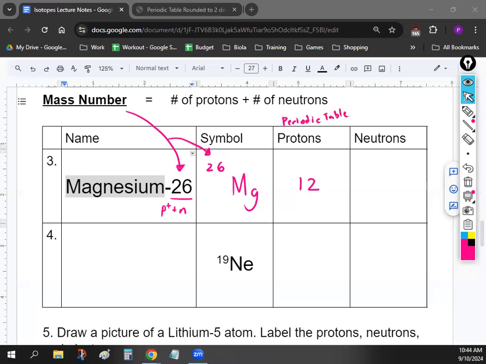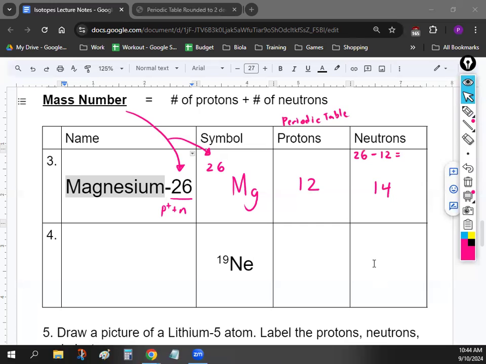All right, and then the last part, neutrons. If you guys notice, this number 26 is protons plus neutrons, right? So if we want to find neutrons, it's very simple. You just get the mass number, and then you subtract the protons, and that'll give you your neutrons, which is 14. So magnesium-26 has 12 protons and 14 neutrons.